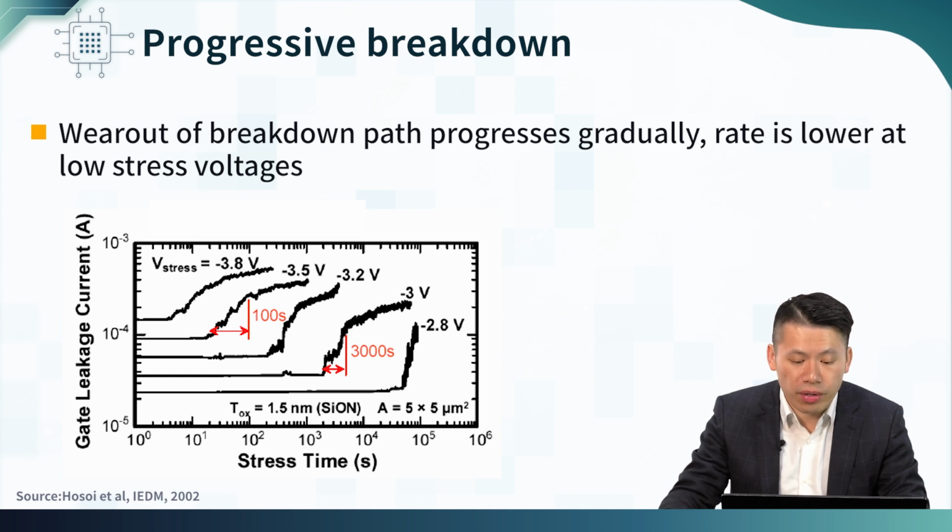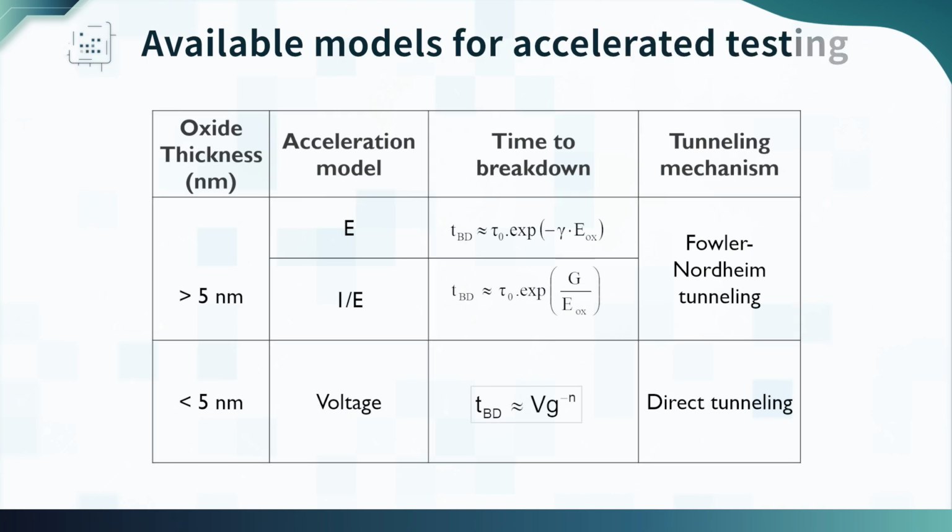So you can find that in the case of a progressive breakdown, this is the case for minus 3.5 volt. So it takes around 100 seconds. And if the bias is low, it takes around 300 seconds from the soft breakdown to the hard breakdown. And the last part, we will talk about the available model for the acceleration testing.